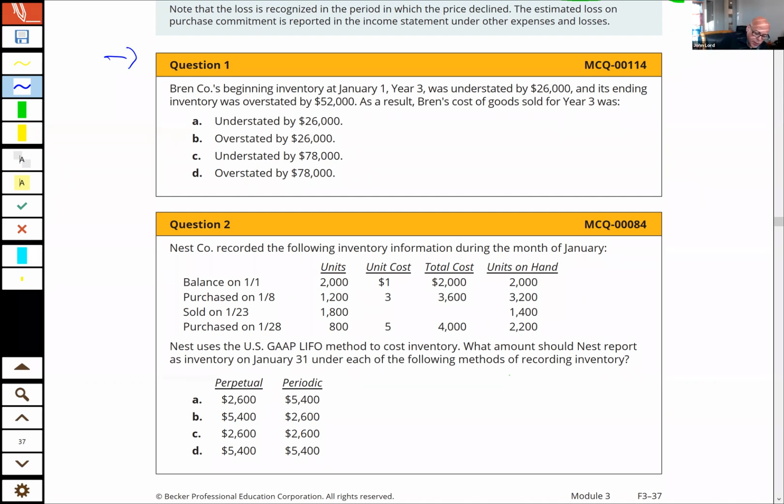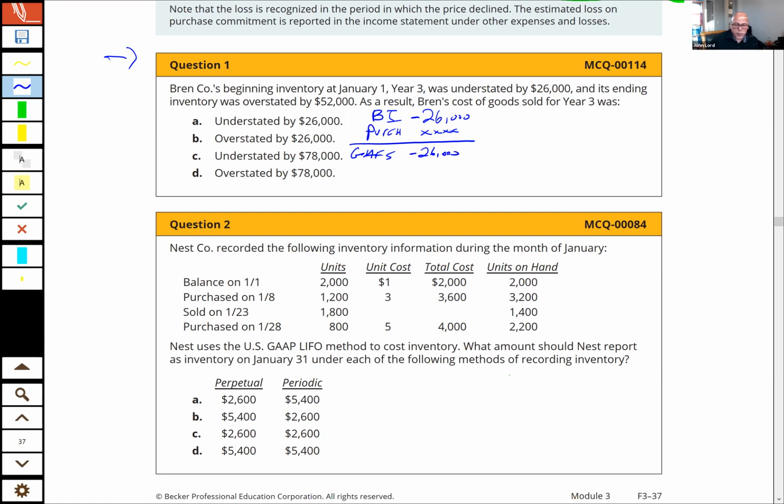For example, they tell me that the beginning inventory is understated by 26,000. That means it's 26,000 too little, isn't it? So I'm going to put a minus 26,000 there. Now, I don't care what the purchases were. It doesn't matter. Whatever the purchases were, when I add them to beginning inventory, it's 26,000 too small. That means my goods available for sale is 26,000 too small, isn't it?